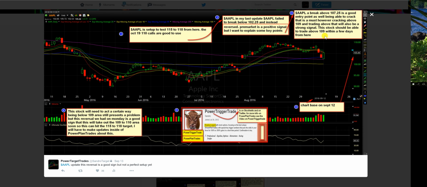We got a follow through day, right? And this stock should be able to trade. Now this did it even faster than anticipated. And again, that's what made it so easy to hold. Faster than I anticipated. This stock will need to act in a certain way. I explained this. Being below 109 area still presents a problem, but this reversal we had on Monday is a good sign that we will take out the 109 to 110 area soon so that we can hit those 115 to 118 targets. Like a crystal ball, people.